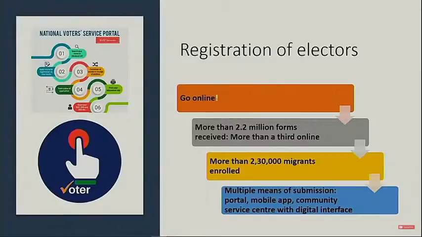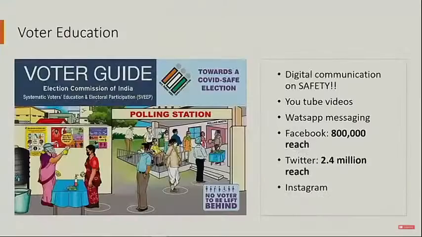And ahead of the election, more than 2.2 million forms were received. More than a third of them were online. And that, for a state which is primarily a rural state, is, I think, a big shift which we witnessed. Then the migrant population, as was pointed out, were also enrolled in this process.